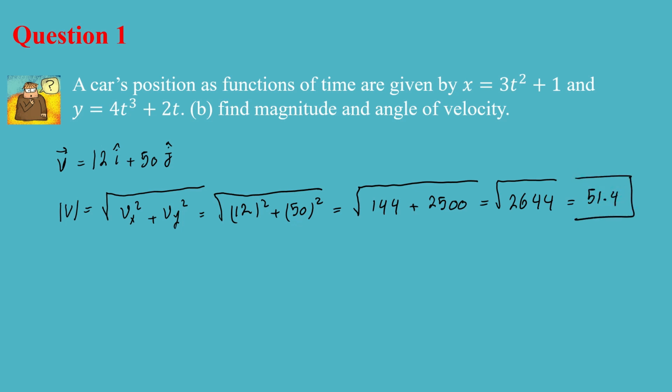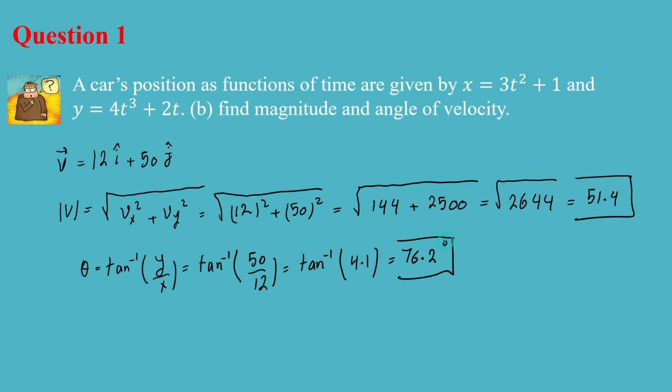51.4. And then for the angle theta, I have tan minus 1 of y over x. So it's going to be the y direction divided by the x direction. So it's going to be tan minus 1 of 50 divided by 12, equal to tan minus 1 of 4.1, and it's equal to 76.2, and it's in degrees. So if you calculate it and you end up with a different angle, make sure you calculate it in degrees, not in radians.